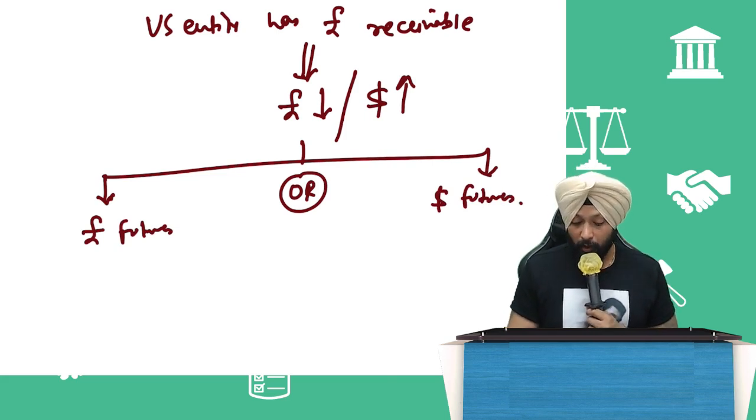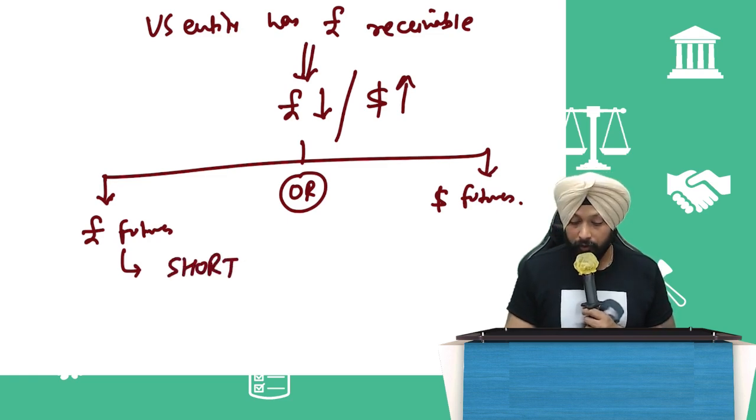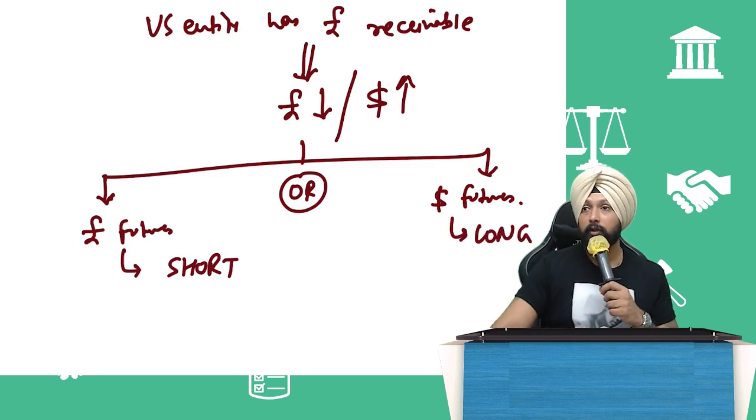What are you worried about? Pound going down. Do something so that if the pound goes down, you still make money. Go short. What are you worried about? Dollar going up. Do something so that if the dollar goes up, you still make money. Go long.